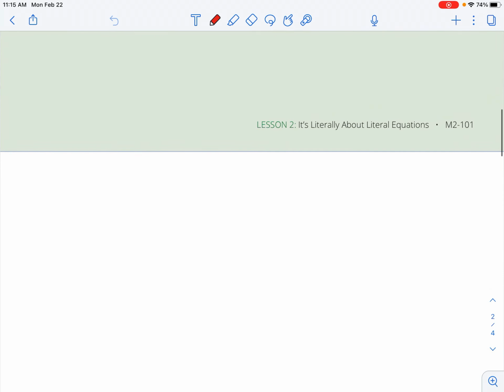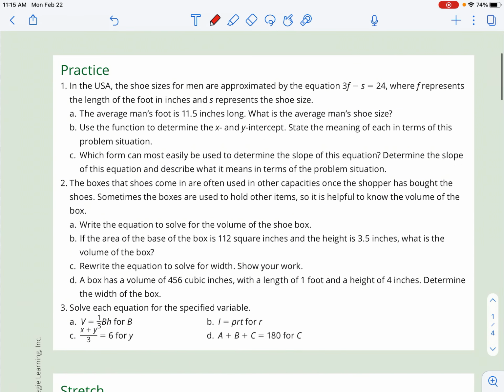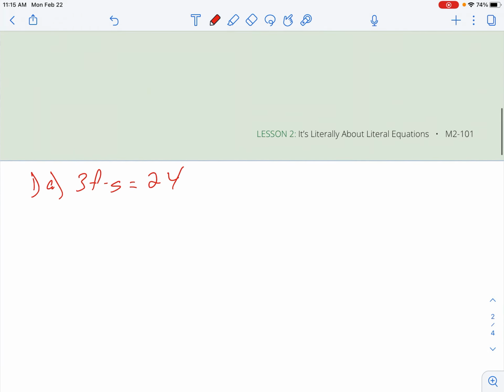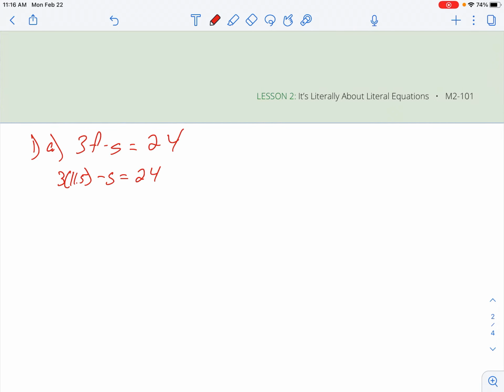So we're going to take that equation. I'm going to do it down here. I got some room. We're going to take our equation. Remember, F is the average man's size, and S is representing the shoe size, as again they said there. The 11.5 inches long, that's the average man's length. And we're going to plug that into our equation to solve for S.